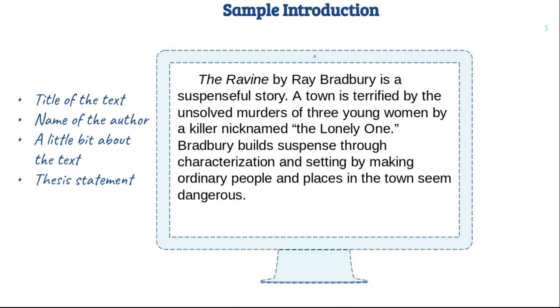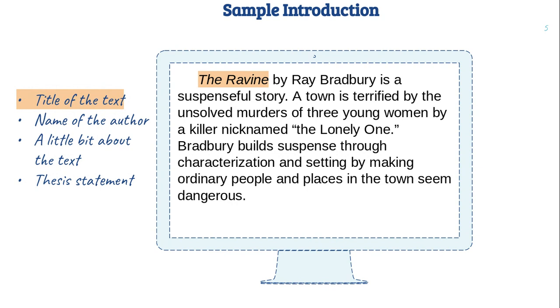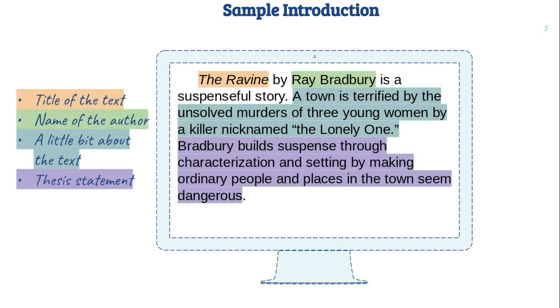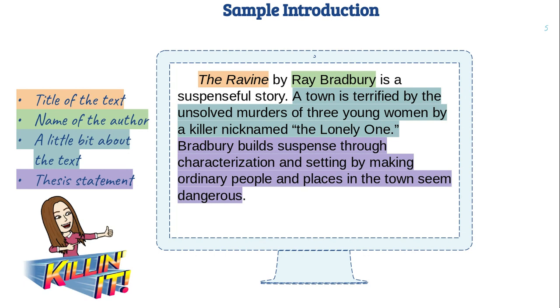Notice that in this example, the title of the text is identified, The Ravine, along with the name of the author, Ray Bradbury. We can see a little bit about what the story is actually about: a town terrified by the unsolved murders of 3 young women by a killer nicknamed the Lonely One. And finally, we have a thesis statement that can be examined and proven with details from the story: Bradbury builds suspense through characterization and setting by making ordinary people and places in the town seem dangerous. This introduction has all of the key elements for a literary analysis.